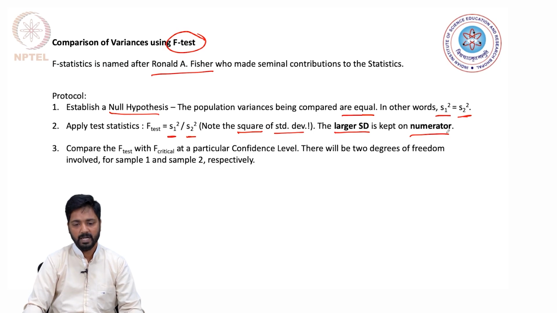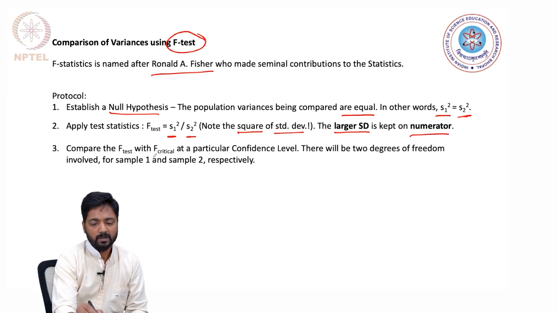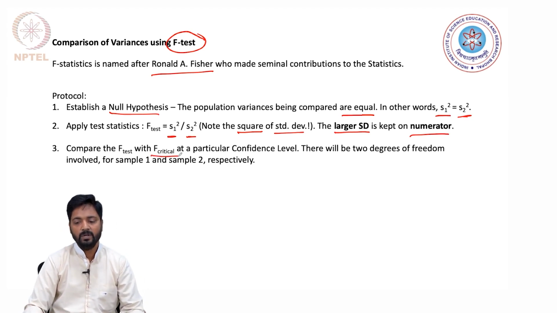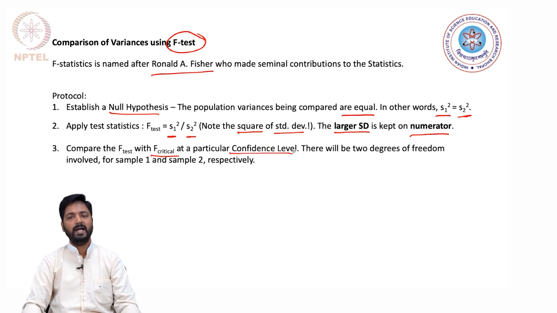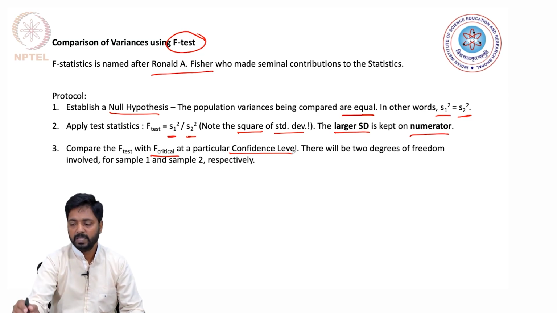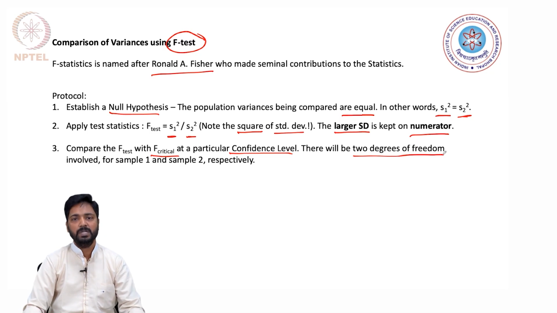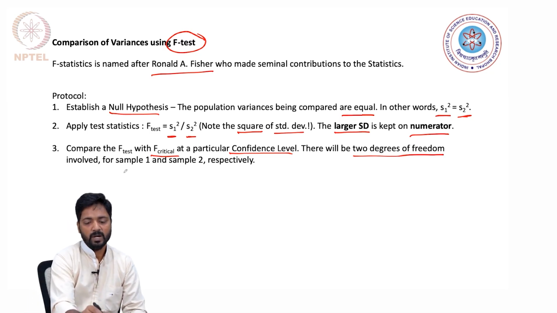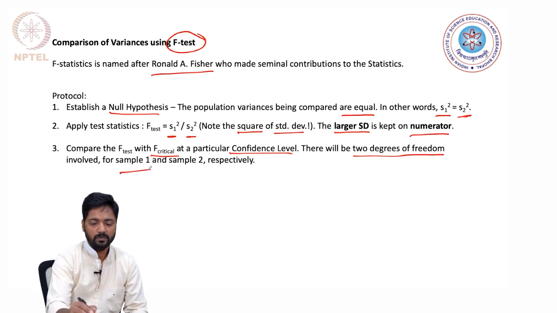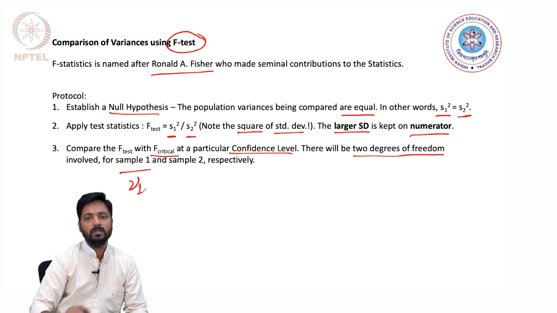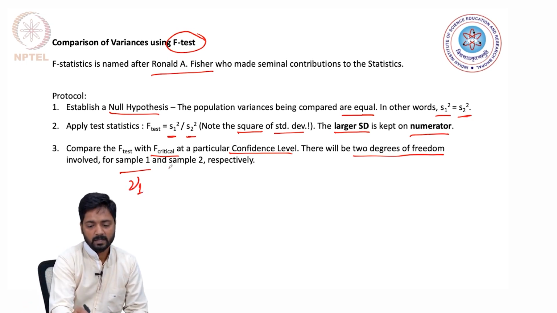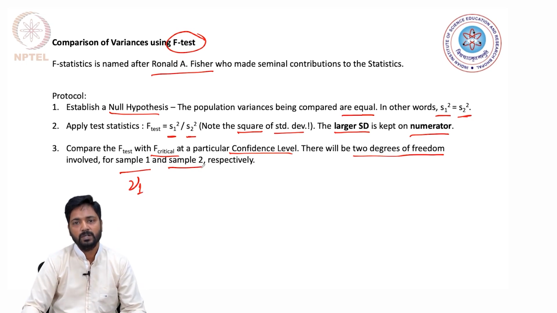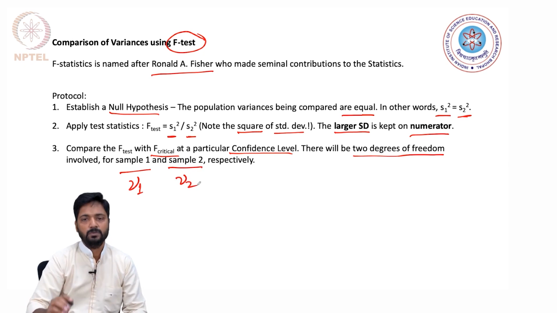And this F test value will be compared again with a statistical table of F, and we compare it with a critical value of F, which is now found at a particular confidence level. And now there would be 2 degrees of freedom associated here, one with regards to sample 1, which will be at the numerator, which is often denoted by nu1, and similarly there will be a degree of freedom that is associated with sample 2, which is denoted as nu2.